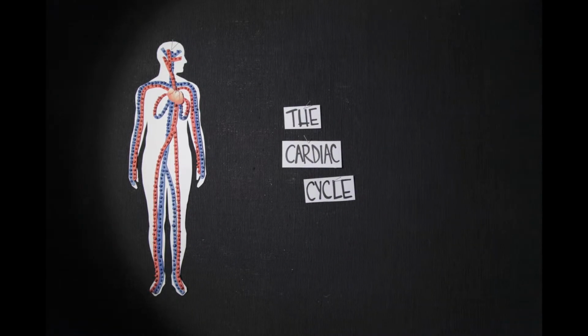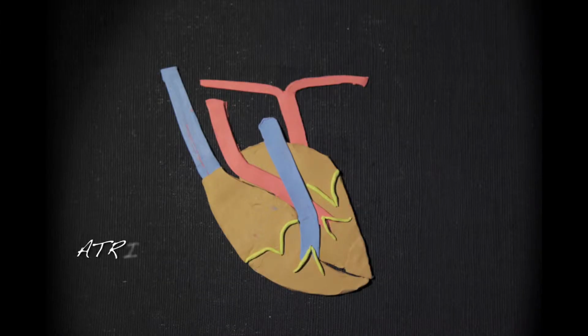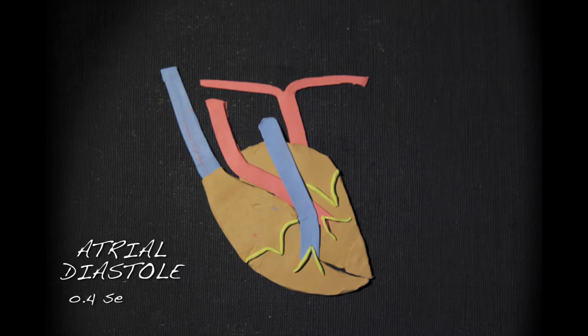The cardiac cycle represents the set of the phases of contraction, systole, and relaxation, diastole, that follow each other in a 0.8-second time period. The cardiac cycle includes 4 phases. The first phase is the atrial diastole, which lasts 0.4 seconds.